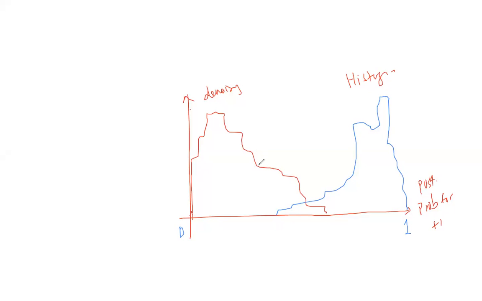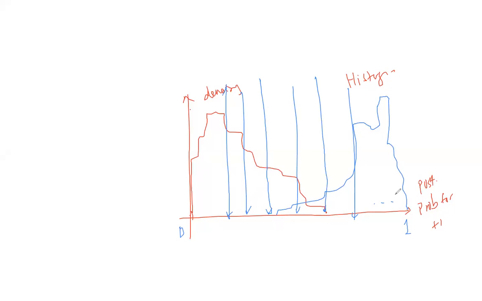Just like your logistic regression, you can find a cutoff. You can look at different cutoffs and then you will have your performance metrics, your sensitivity, your specificity, and so on. So basically, you need to design a cutoff. If your posterior probability for plus one is on this side, you will predict plus one, for example, and on the other side, you'll predict minus one. All right, so that's the idea.